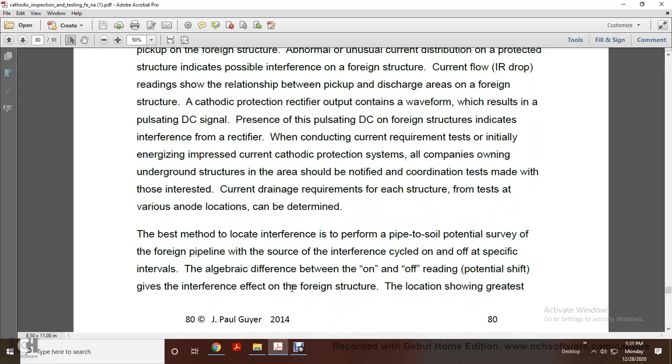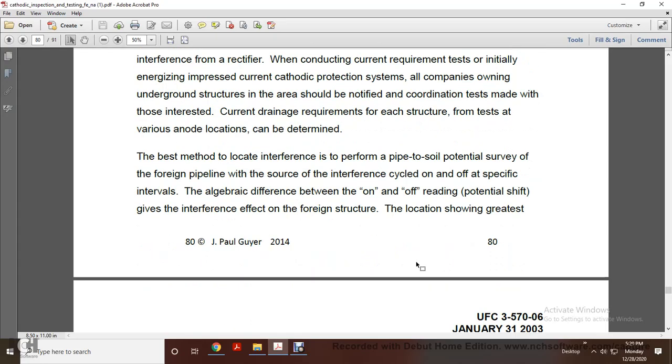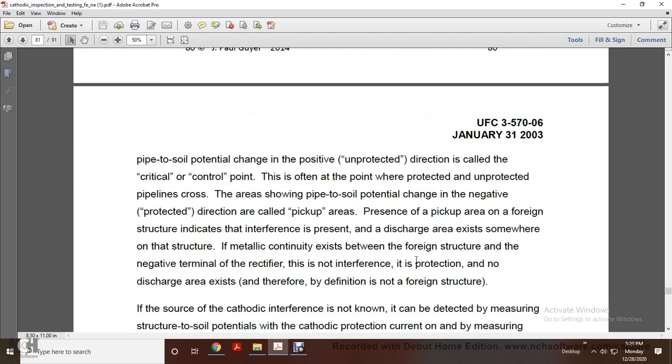Interference with the pipe is located with a pipe-to-soil potential survey of the foreign pipeline. The source of the interference cycles on and off, so specifically the interval is the algebraic difference between the on and off readings of the potential shift, which gives the effect of the interference on the foreign structure at the location. The greatest pipe-to-soil potential change in the positive direction on the unprotected structure is called the critical or control point, often the point where the protected and unprotected pipelines cross.